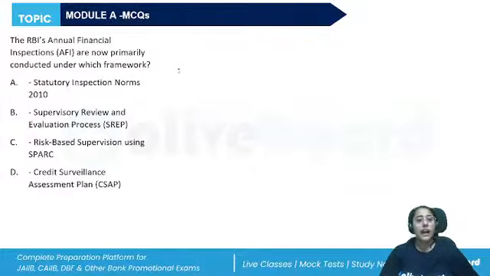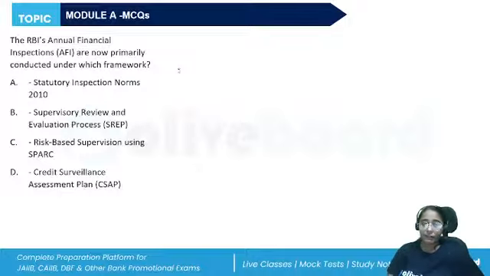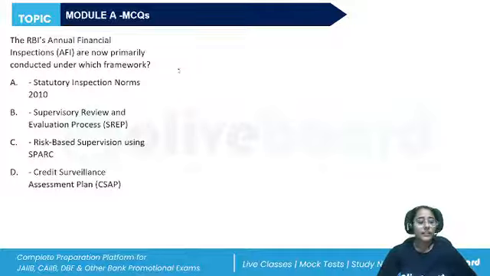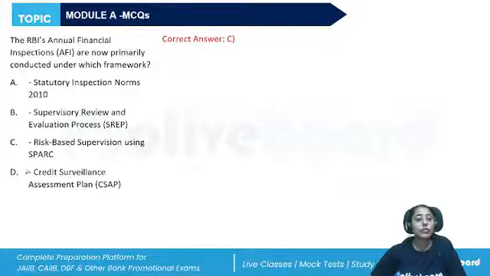All right. The RBI's annual financial inspections are now primarily conducted under which framework? The Statutory Inspection Norms 2010, the Supervisory Review and Evaluation Process, the Risk Based Supervision using Spark, or Credit Surveillance Assessment Plan. The annual financial inspection under Section 35 of the Banking Regulation Act is, yes, nowadays, mainly assessing the different types of risks. So it is a risk-based assessment using Spark.